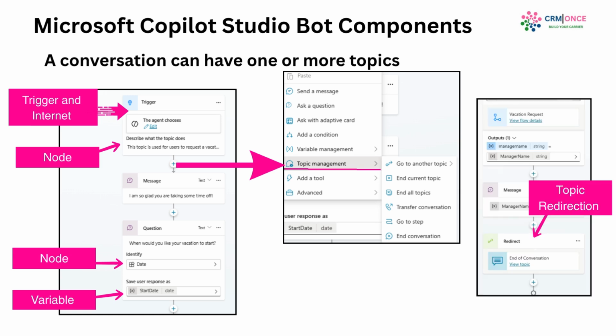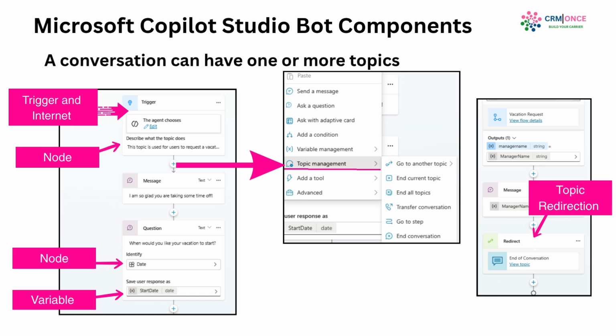Topic management and redirection. Topics can be connected to each other using topic redirection. For example, once a vacation request is complete, you might redirect the user to a feedback topic or end the conversation. You can manage these transitions using the Topic Management menu, which allows you to redirect to another topic, end a topic, transfer to a live agent, or trigger conditional flows.